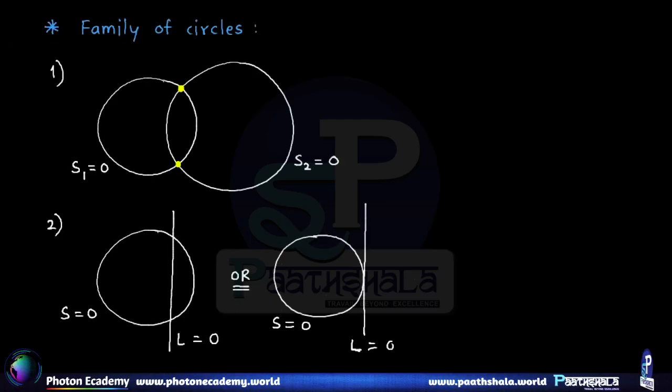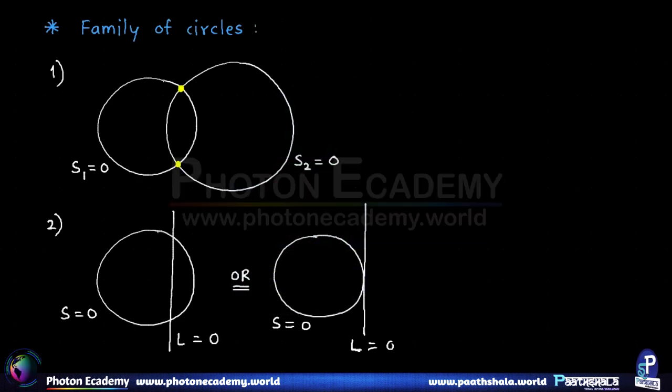Now let us see the family of circles. Suppose that we have a pair of circles, say S1 equal to 0 and S2 equal to 0, such that they intersect each other in two different points, right? Now suppose we want to find out what is a general equation of a circle that passes through these 2 points of intersection.